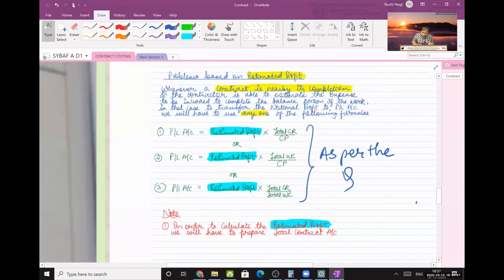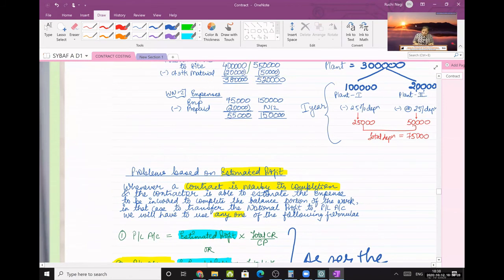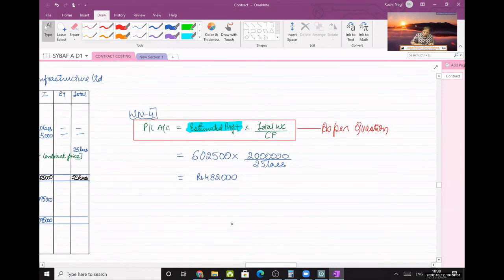Out of these three formulas which I gave you in the beginning, as per the question, which formula is applicable in this sum? The second one. What is it saying? Estimated profit, work certified bears to the contract price. Bears means you are dividing it by the contract price. So the second formula is applicable in this sum. Clear? Understood? Sanya, very good. She already answered. The second one is applicable.